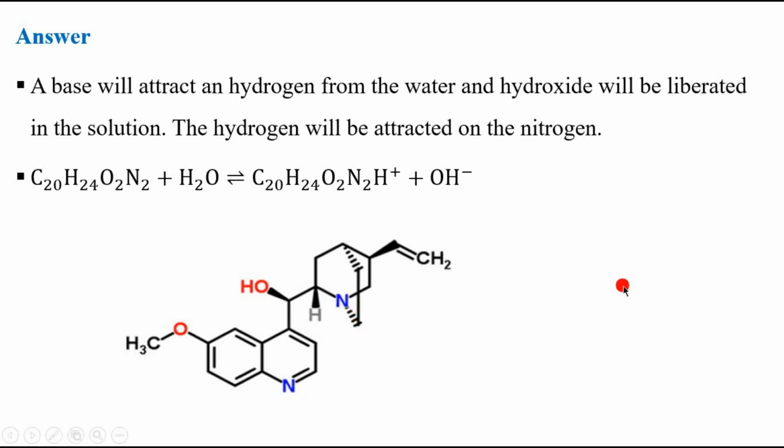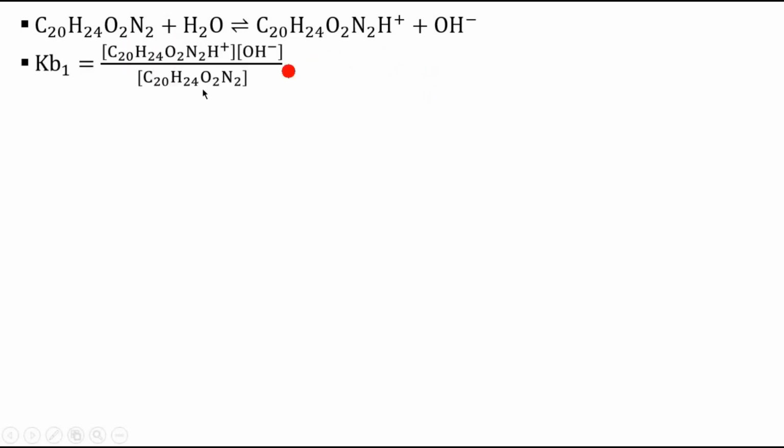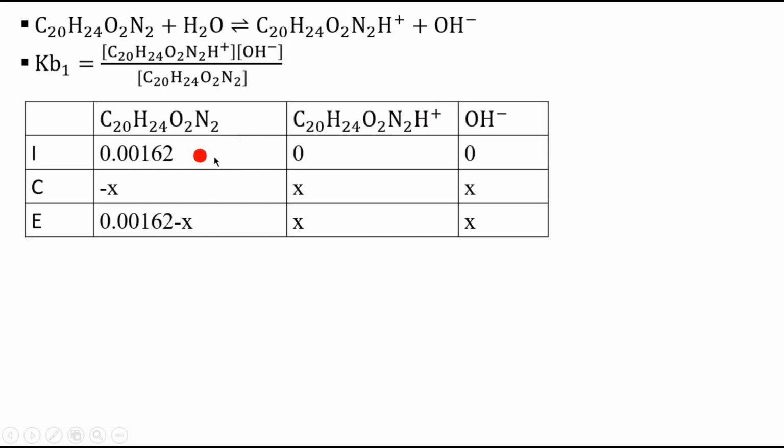So here then we will proceed with the dissociation. So that is what will happen. This is the first dissociation, and the Kb1 will be equal to the product divided by the reactant. Now the first dissociation: initially you have this one, we don't have this one, and we don't have hydroxide. Then the change, negative x, and x. Then we have this one minus x, this x will be formed and x will be formed.